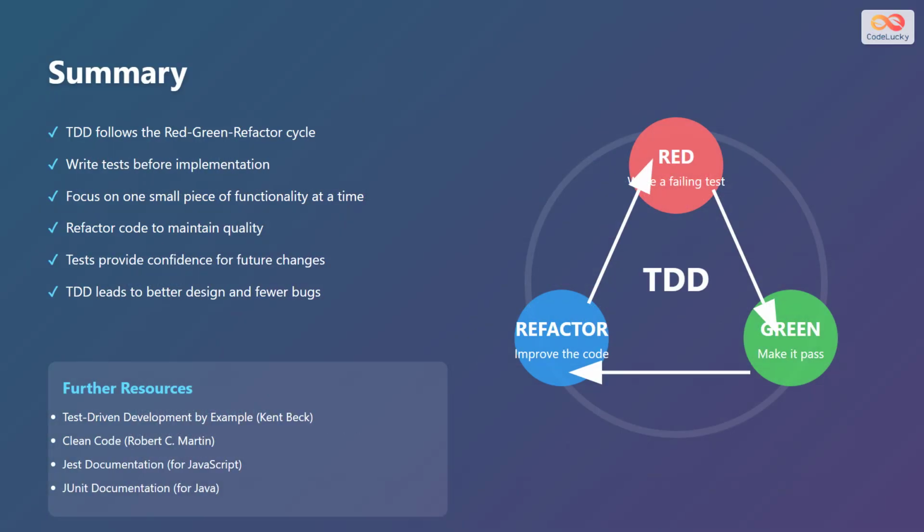Summary. Test-driven development follows the Red-Green-Refactor cycle. Write tests before implementation. Focus on one small piece of functionality at a time. Refactor code to maintain quality. Tests provide confidence for future changes. Test-driven development leads to better design and fewer bugs.